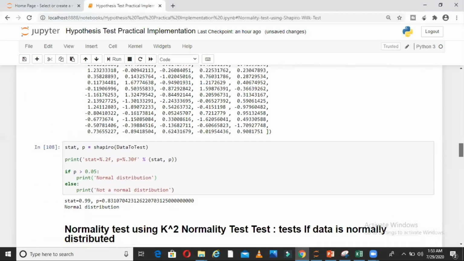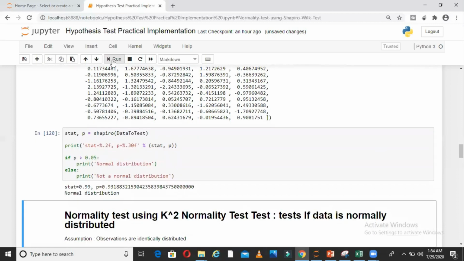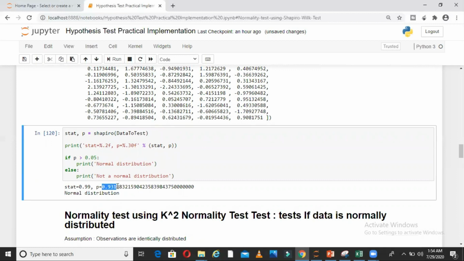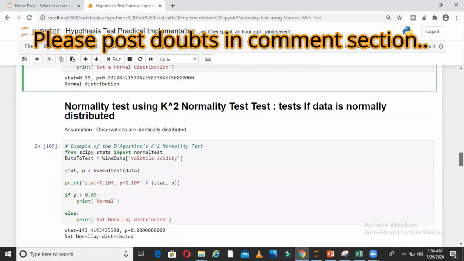Let us run the same test on this data and see how it comes up. So the Shapiro data to test is overwritten now. So data to test, normal or not a normal. When I run this, you can see the p-value is very high here, 0.931, which means the null hypothesis is true. Hence it is a normal distribution. Very simple. So I'm sure you would have understood. Let us go to the next one.